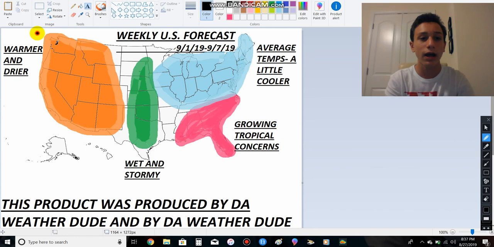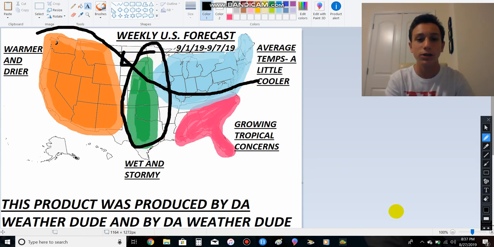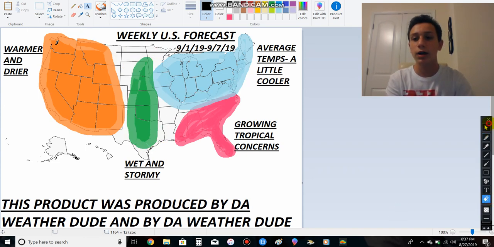And of course, where you have the ridging and the troughing, there's gotta be some kind of low right along it. And with that, you can see some wet and stormy conditions. This is one of the wettest areas in the United States up through September 8th. So that's your area in the Central Plains: Northern Plains, Central Plains, Southern Plains, right through the middle of the country there. Some wet and stormy conditions.